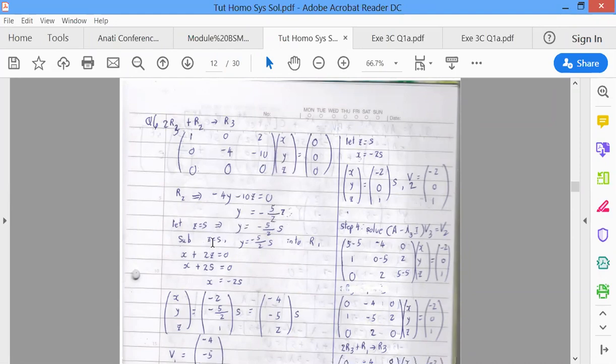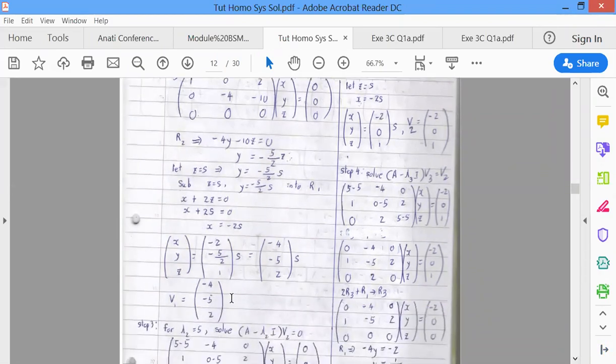Then you plug z equal to s and y equal to negative 5 over 2 s into the first row. The first row has x plus 2z equal to 0. Z is s, so x plus 2s equals 0, and x is negative 2s. So the vector is x negative 2s, y negative 5 over 2 s, z is s. To eliminate the fraction, you may multiply the whole vector by 2. So the first row becomes negative 4, the second row negative 5, the third row becomes 2. Taking s equal to 1, this is your V1.